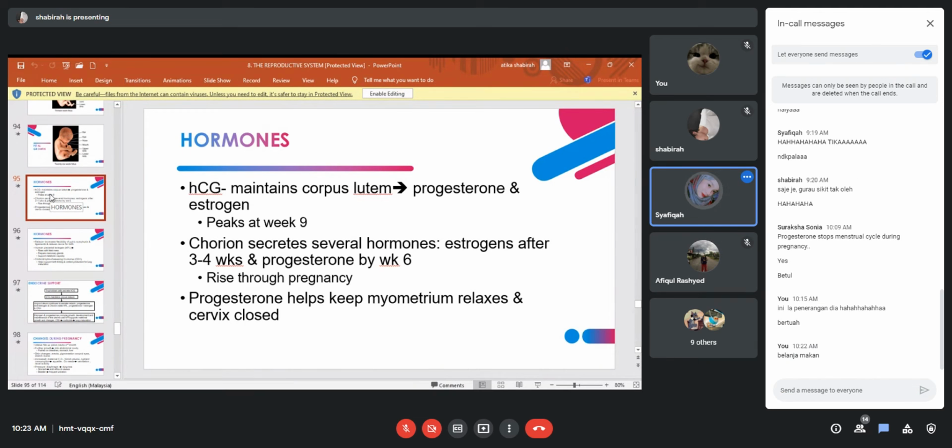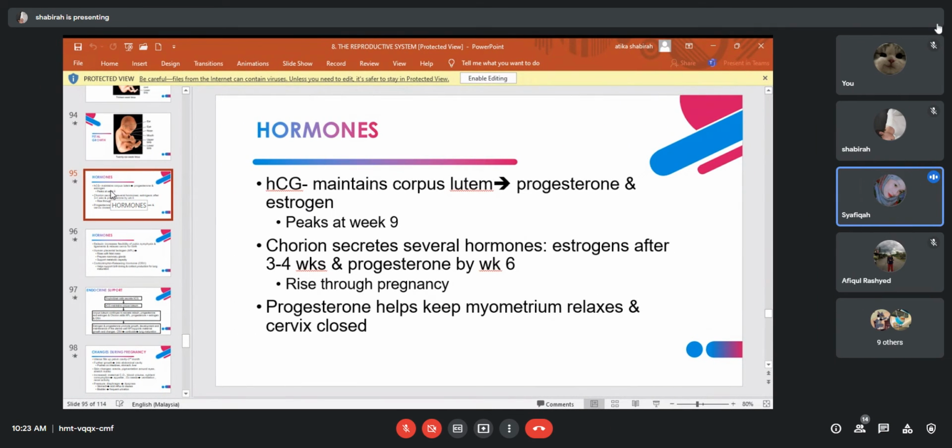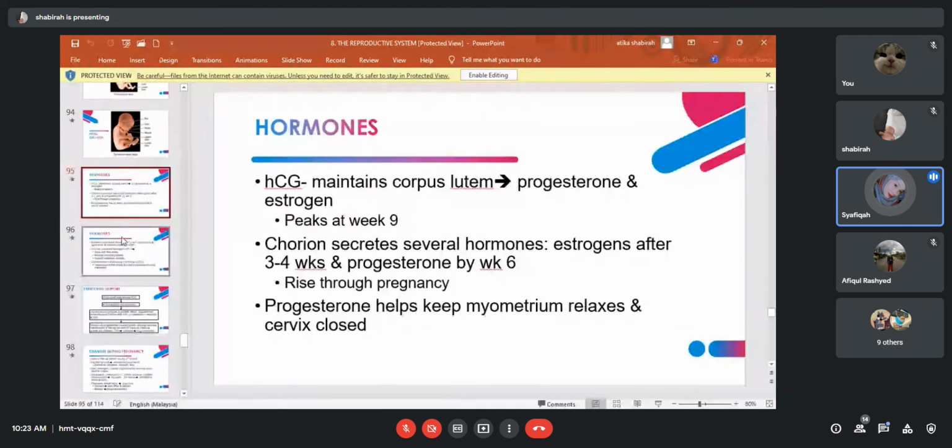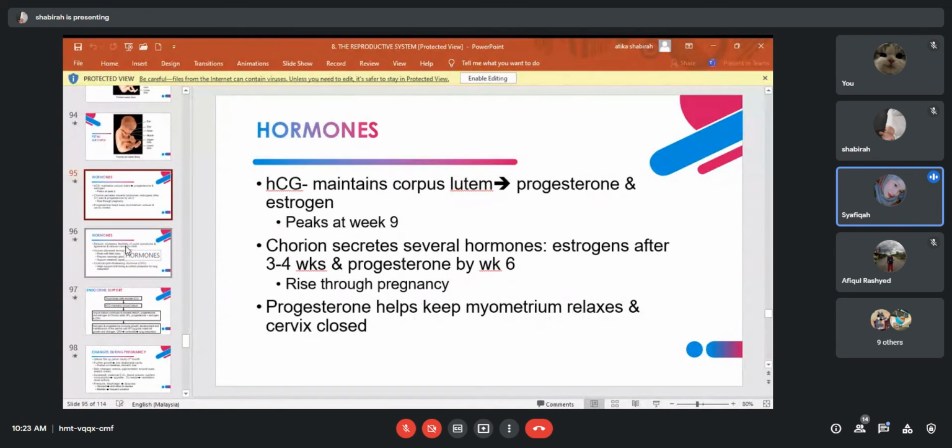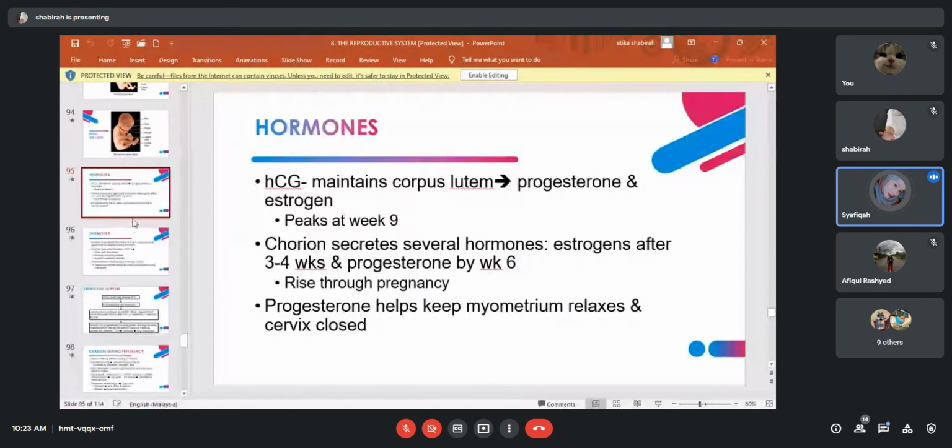So for hormone ni, kita ada HCG, iaitu human chorionic gonadotrophin yang akan maintain corpus luteum to prevent menstruation from occurring, and then progesterone and estrogen continue to produce, peaks at week 9. So chorion secretes several hormones, estrogen after 3 or 4 weeks and progesterone by week 6, rise through pregnancy. And progesterone helps keep myometrium relaxed and cervix closed.